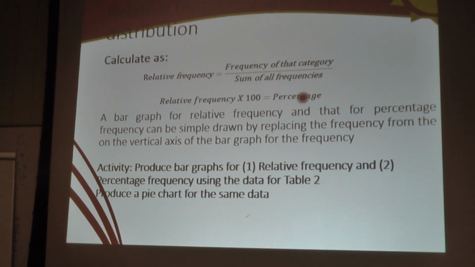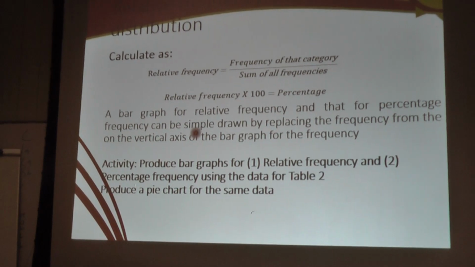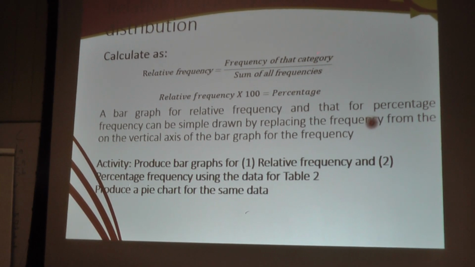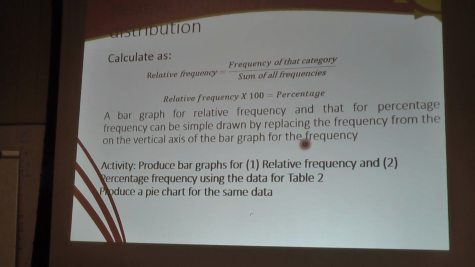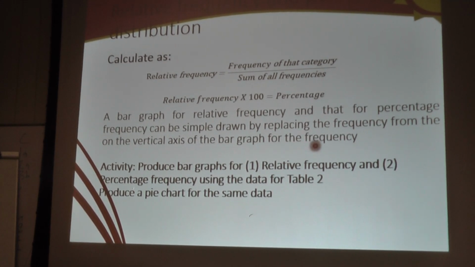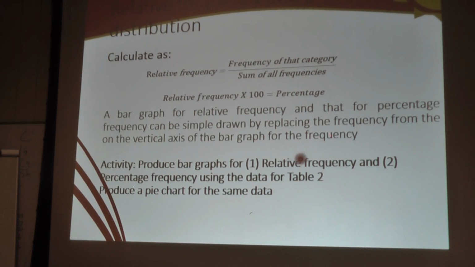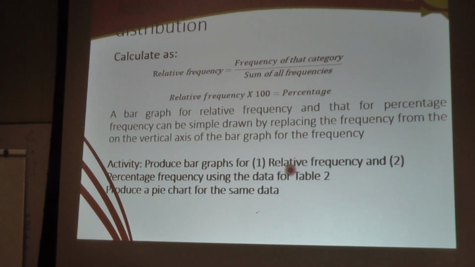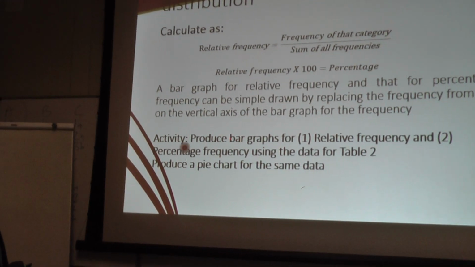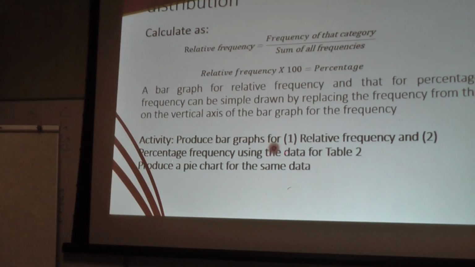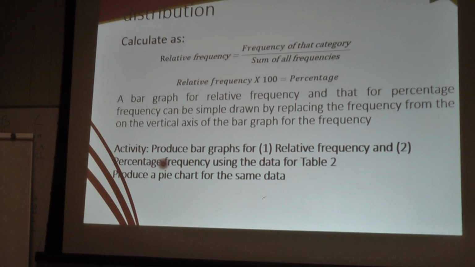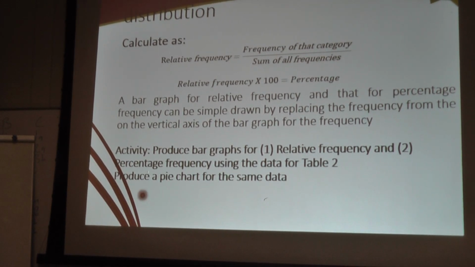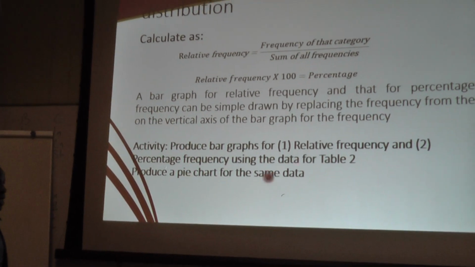So we can then produce a bar graph of relative frequency against the job stress level, and we can also produce a bar graph of percentage against the stress level. As an activity, I would like you to produce a bar graph, one for relative frequency and two for percentage frequency, using the data for table 2. And you must also produce a pie chart for the same data.